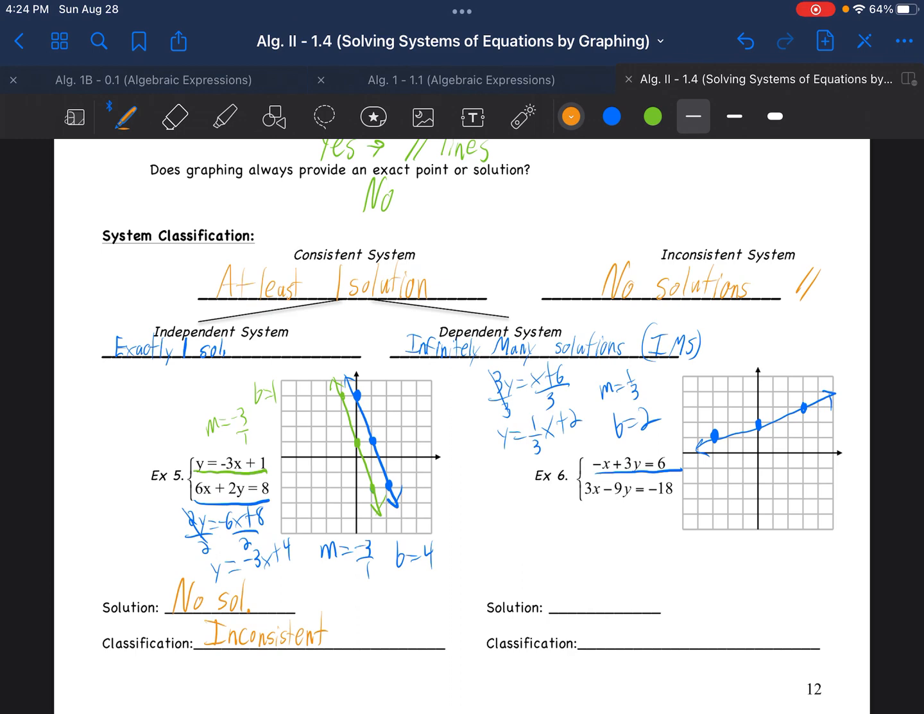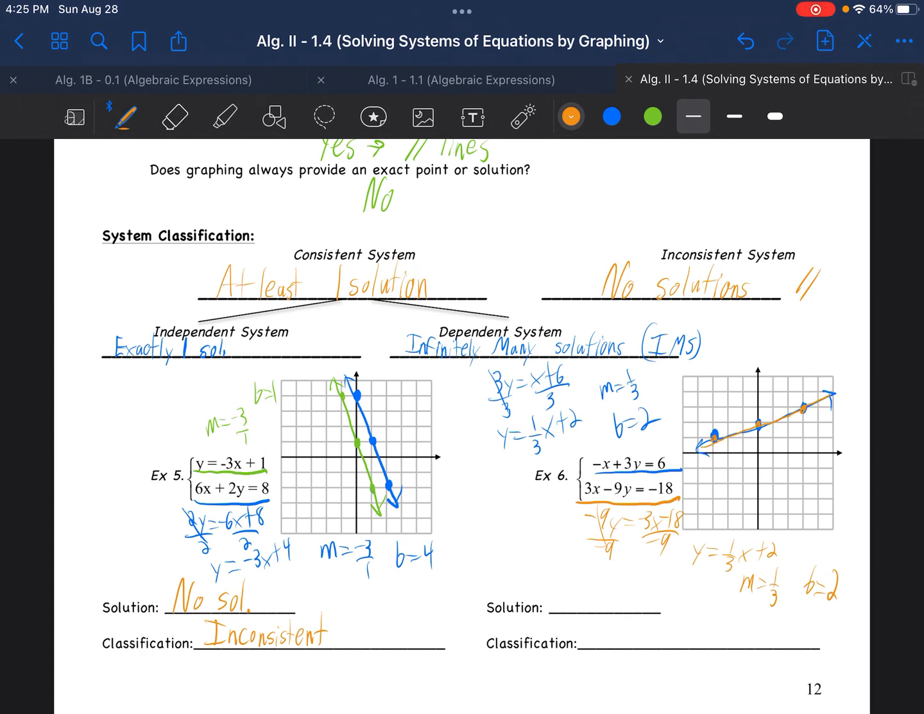And graph that there. My second equation, solve for y as well. So by subtracting 3x from each side, get -9y equals -3x plus, minus 18. Then I'm going to divide everything by -9. And get y equals positive 1/3 x plus 2. So my m is 1/3 for this line, and my b is 2 for this line. So I'm going to go up 2 to start, and then up 1, right 1, or down 1, left 1.